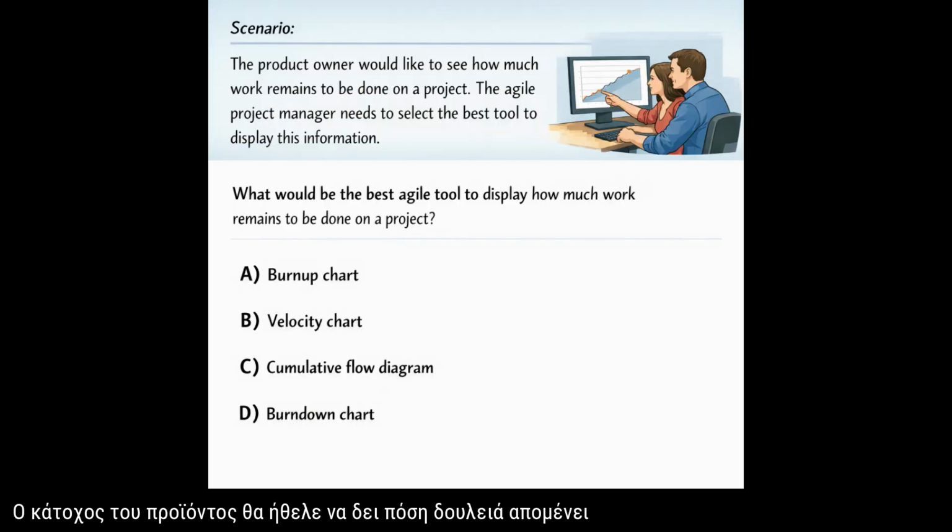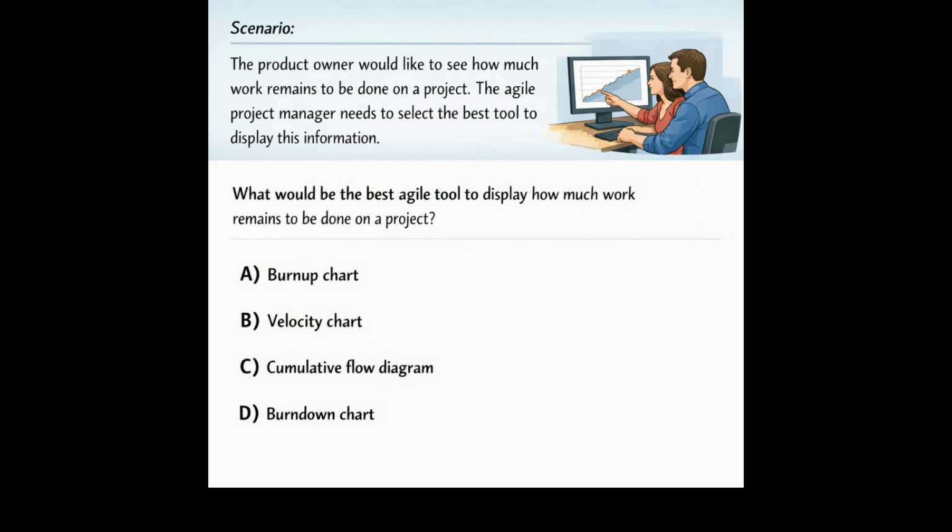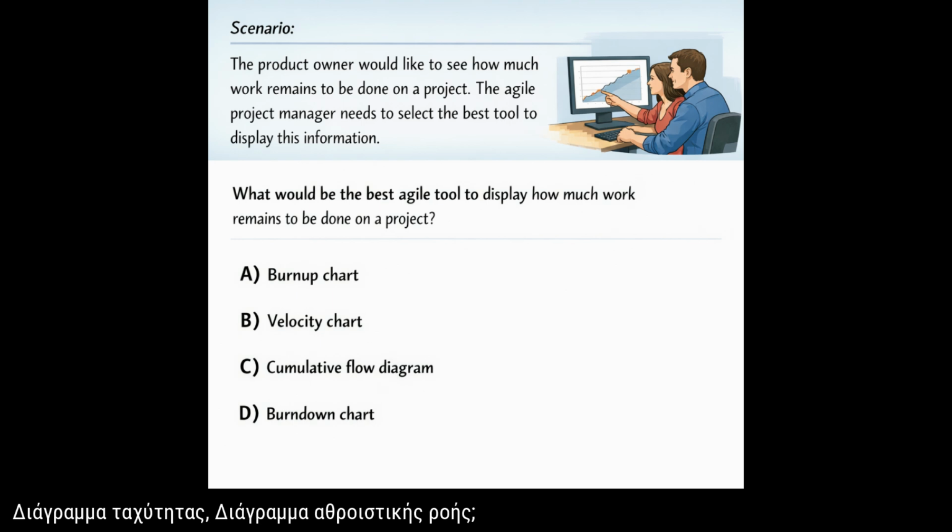The product owner would like to see how much work remains to be done on a project. What would be the best Agile tool to display this? Burn-up chart, velocity chart, cumulative flow diagram, burn-down chart.